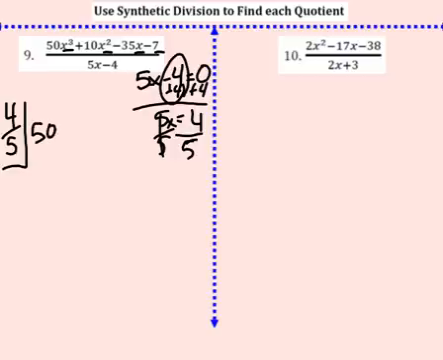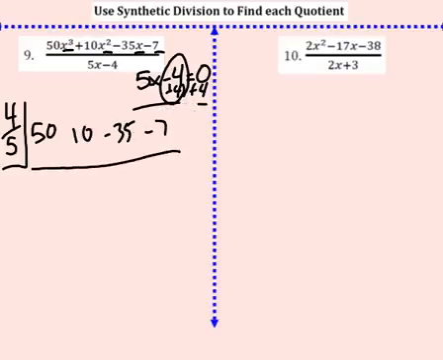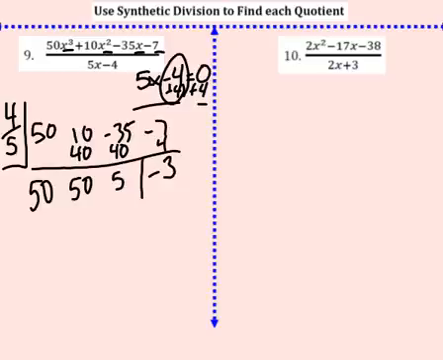Then we need to have 50, 10, negative 35, and negative 7. 50 dropped is 50. So how I do this in my head is 50 divided by 5 is 10. Times 4 is 40. So this is 40. 10 plus 40 is 50 again. So 50 divided by 5 is 10 times 4 is 40. Negative 35 plus 40 is just going to be 5. Well, that's good. 5 divided by 5 is 1 times 4 is 4. So negative 7 plus 4 is negative 3.